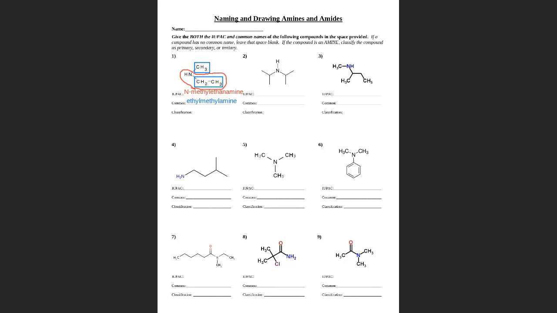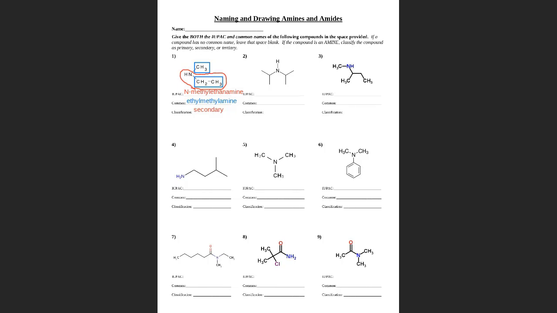Now, as far as the classification, when the nitrogen is attached directly to 2 carbons, it's secondary. If the nitrogen is attached to 1 carbon, it's primary. If it's attached to 3 carbons, it's tertiary. So this is a secondary amine. Then I'll go ahead and look at the IUPAC naming for the next group.